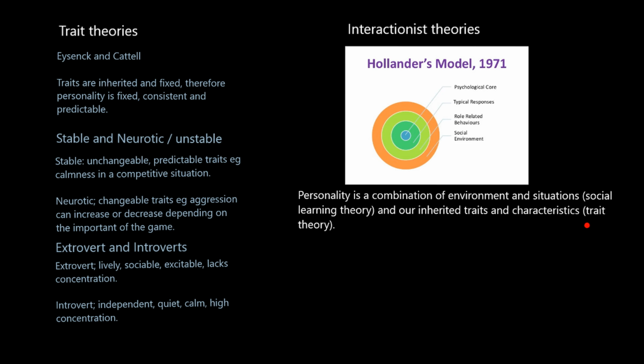So that's where trait theory exists. But then wrapped around that, you've got these concentric circles. You've got the typical responses you'll give in certain situations. You have got your role-related behaviours, and then you have got your social environment. What do we mean by role-related behaviours?